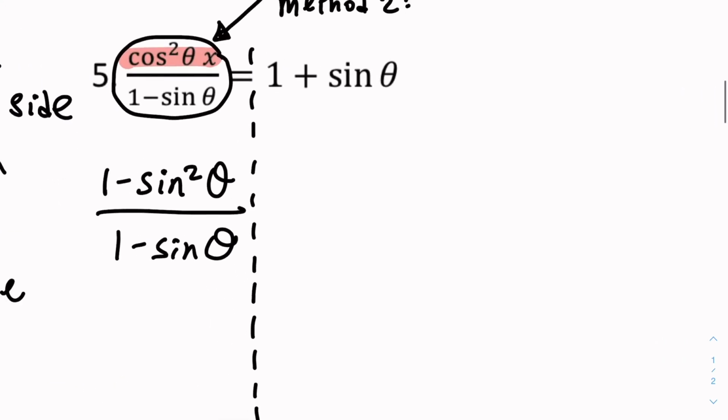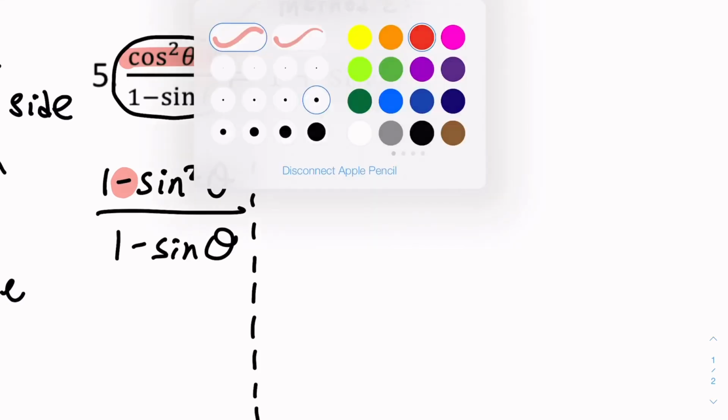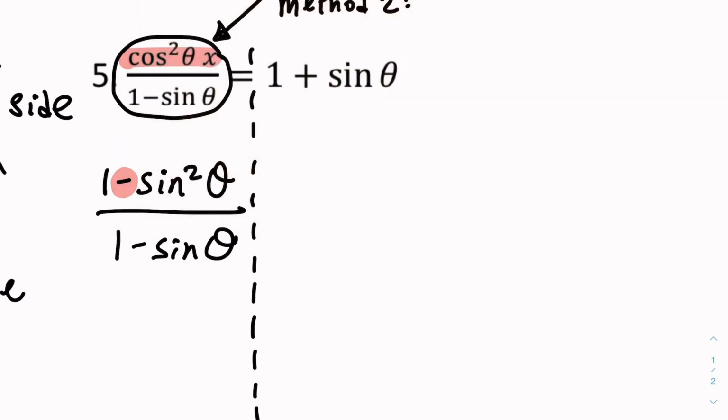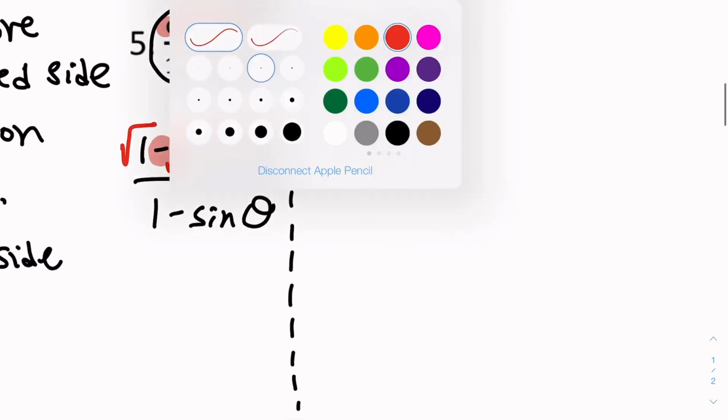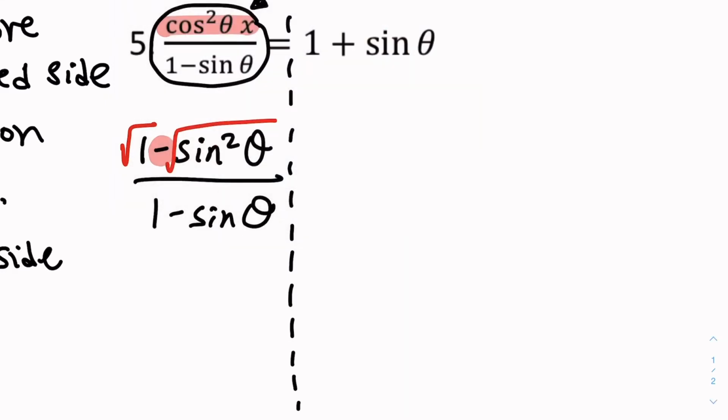Now, noticing that we actually have a difference of two perfect squares, throwback, I can take the square root of this term and the square root of that term. We can write them as binomials and then flip-flop our signs. So that's 1 minus sine theta times 1 plus sine theta.